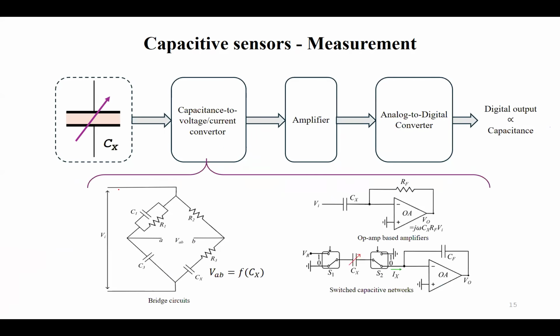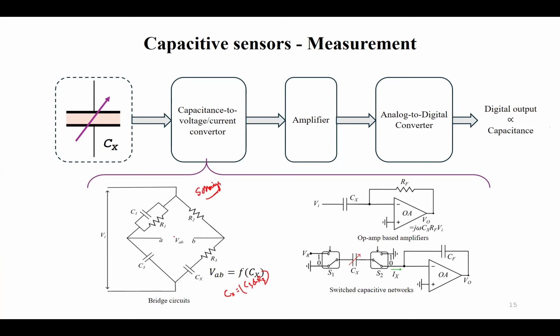So for capacitance to voltage or current converters, we have many circuits which directly convert a capacitance value to some voltage or current. One is a bridge circuit. You would have seen bridge circuits like Maxwell or Schering. So this bridge is known as a Schering bridge. Whenever the bridge is balanced, we can easily measure capacitance Cx in terms of C3 and R3. So this is a bridge.